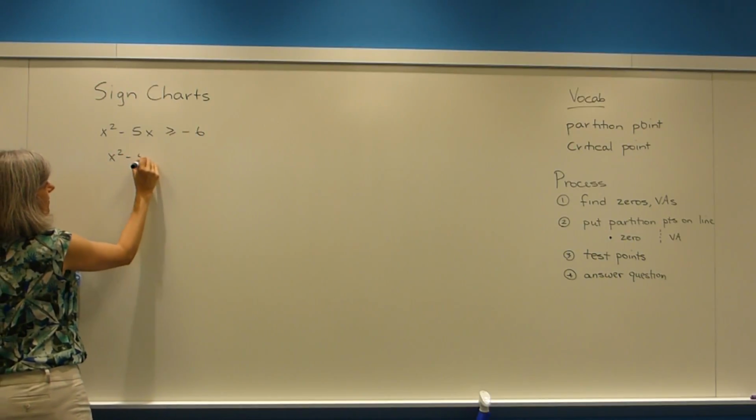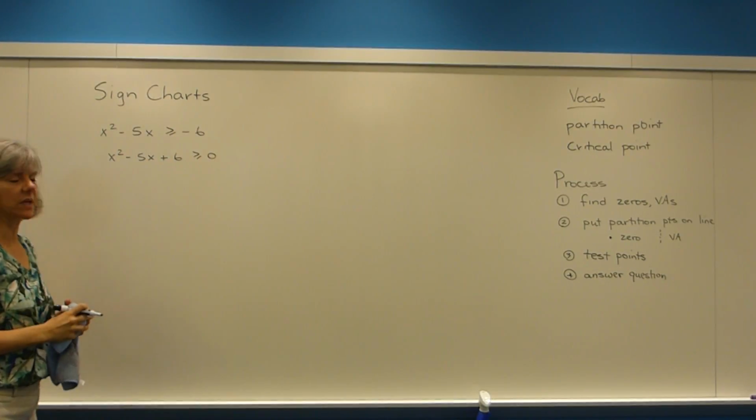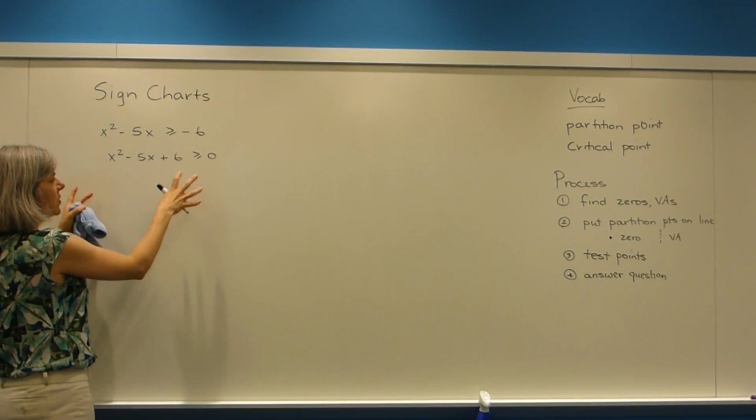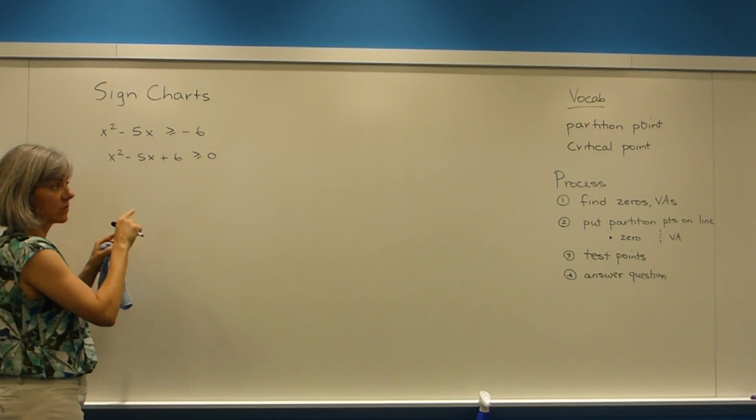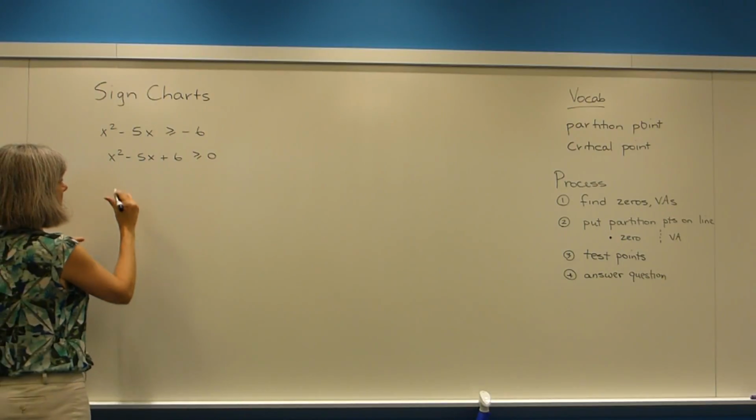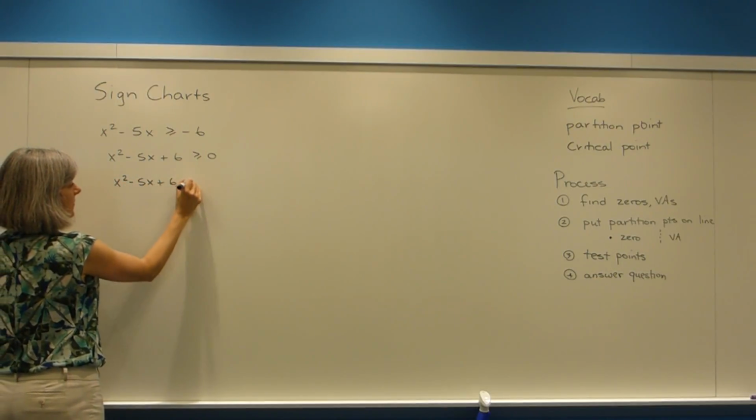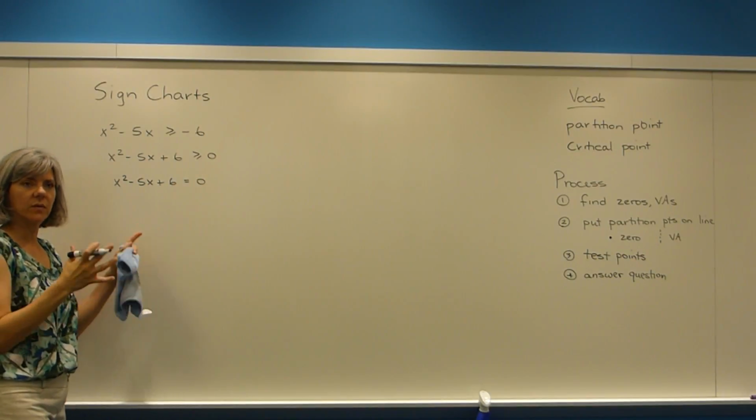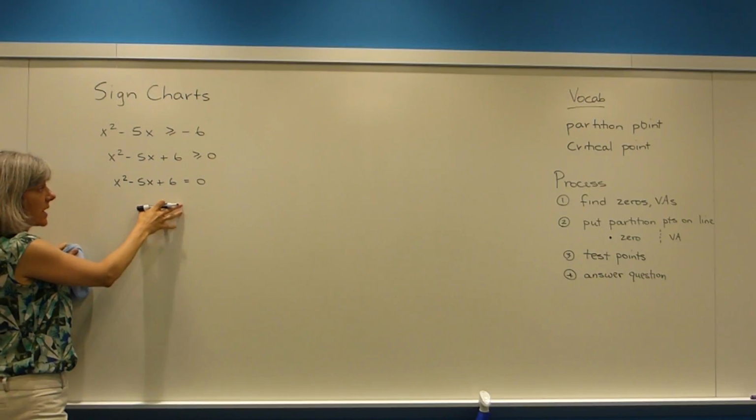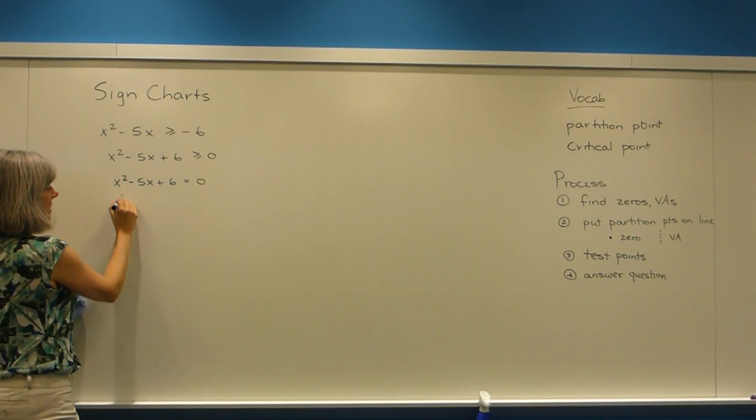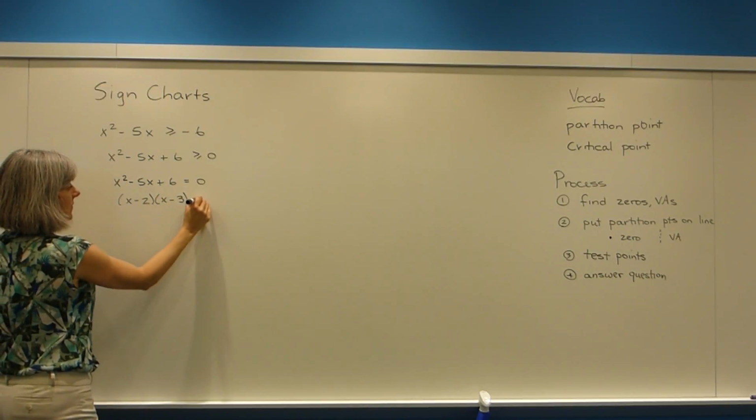So x squared minus 5x plus 6. I've just added 6 to both sides. Now I'm going to pull this out. I'm interested to know where this is equal to 0, because that's what I put in my number line. So I'm going to bring this down to this equation. You do not have to write this step if you understand that's what you're doing. How do I always solve a quadratic or polynomial equation? I factor. So x minus 2, x minus 3.